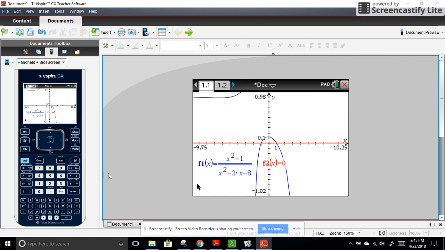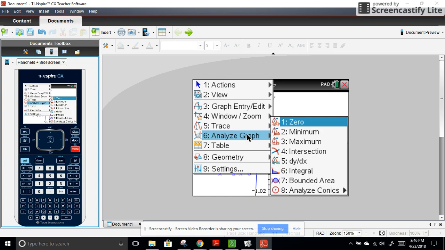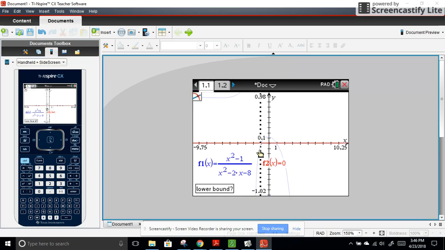Okay, so I'm going to go to Menu. I'm going to go to Analyze Graph. Choose intersection, intersect here to here, and I see that it intersects right there at -1.